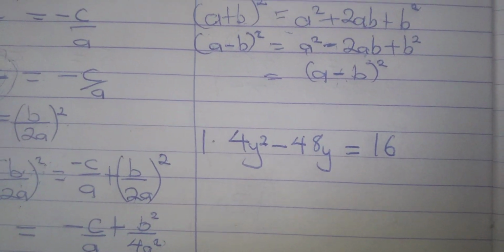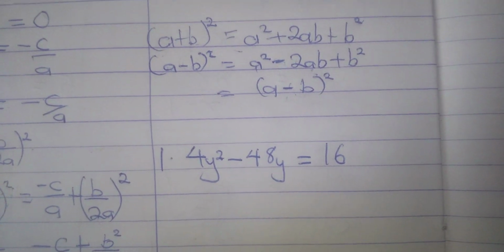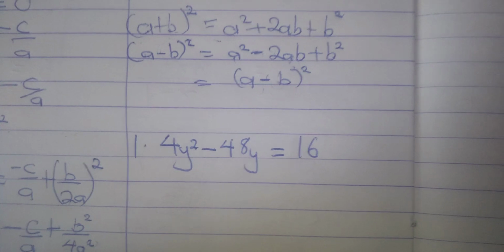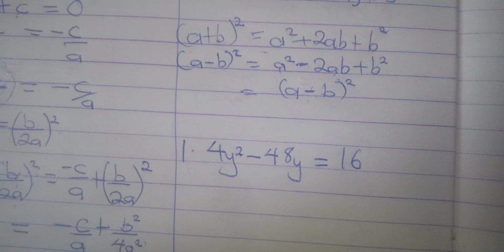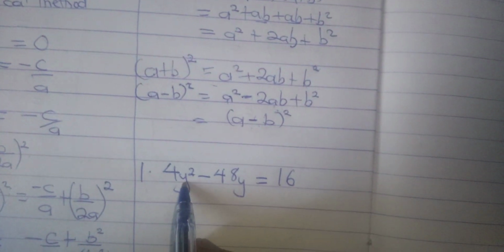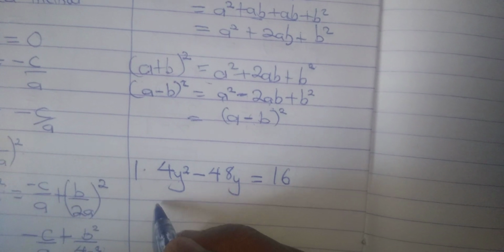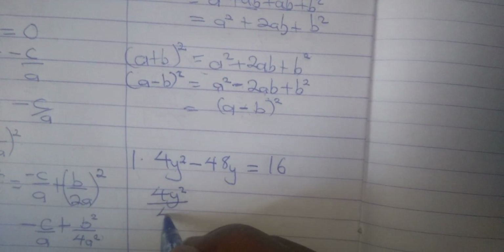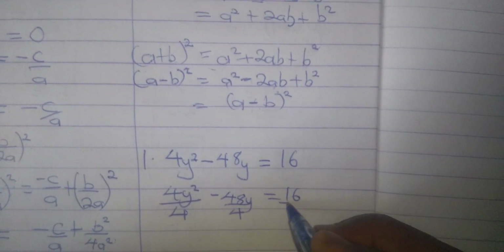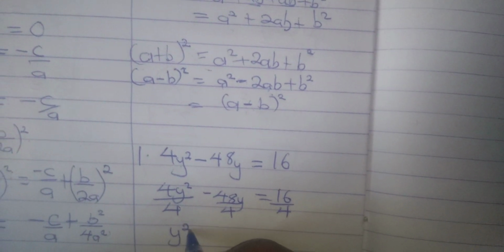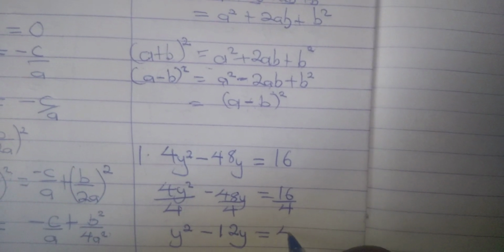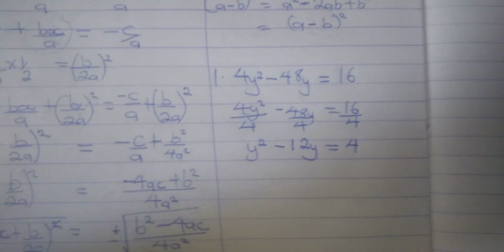So for this case, I can arrange this quadratic equation and put it in its simplest form. Seeing critically, all these numbers are divisible by 4. So I can first of all reduce them and divide throughout by 4. When I divide this by 4, I get, so I'm dividing throughout by 4. Even here I will divide by 4. I can also divide this by 4. So this will give us y squared minus 12y equals 4. I've reduced this to its simplest form.